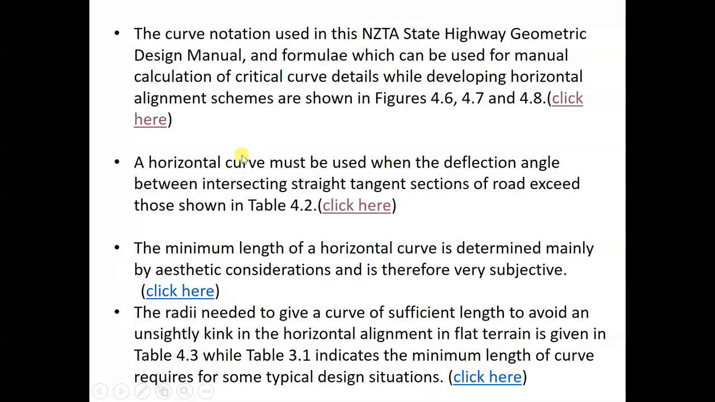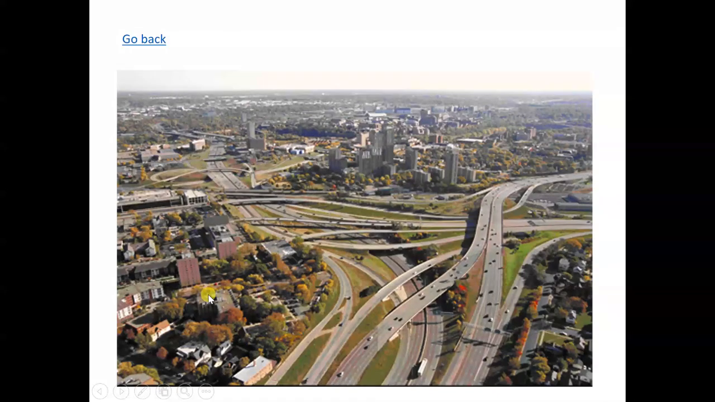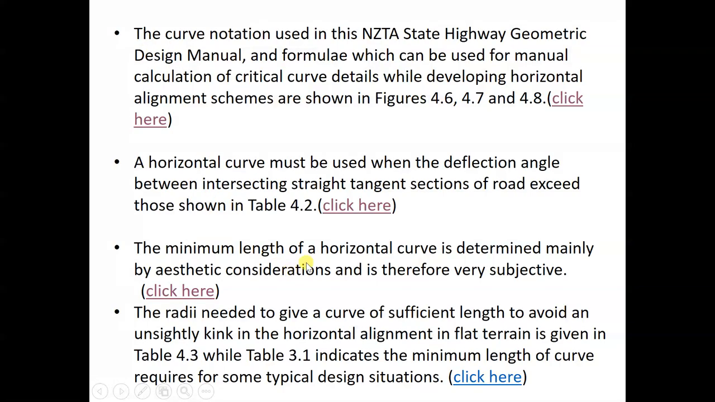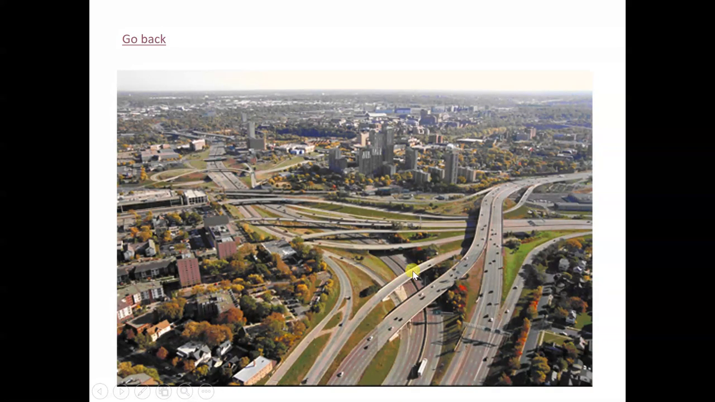The minimum length of the horizontal curve is determined mainly by aesthetic consideration, and is therefore very subjective. So we try to have a minimum radius and length of the horizontal curve. I think we saw that, you know, for motorway it should be at least 250 meters, the curve length. Okay, so you don't want it to be too short, otherwise it will appear to be very kinky.